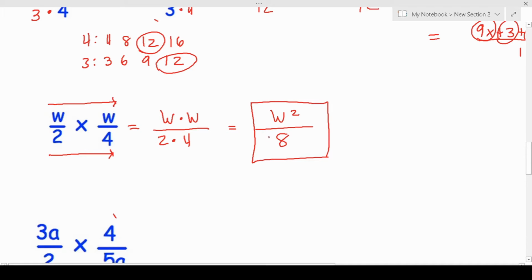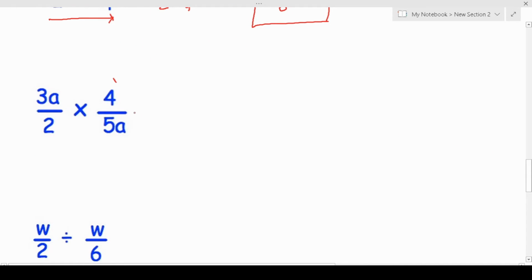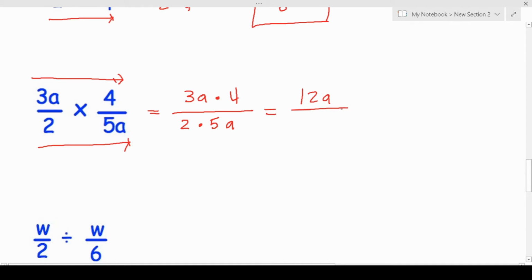Okay? So that's that one. All right, again, we're multiplying algebraic fractions, so we're going to multiply straight across as we normally would with fractions. This is going to become 3a times 4, and then 2 times 5a. 3a times 4 is 12a, and then 2 times 5a is 10a.